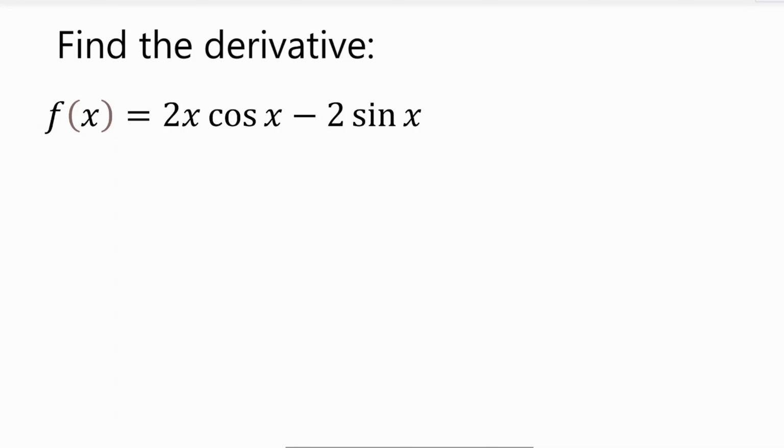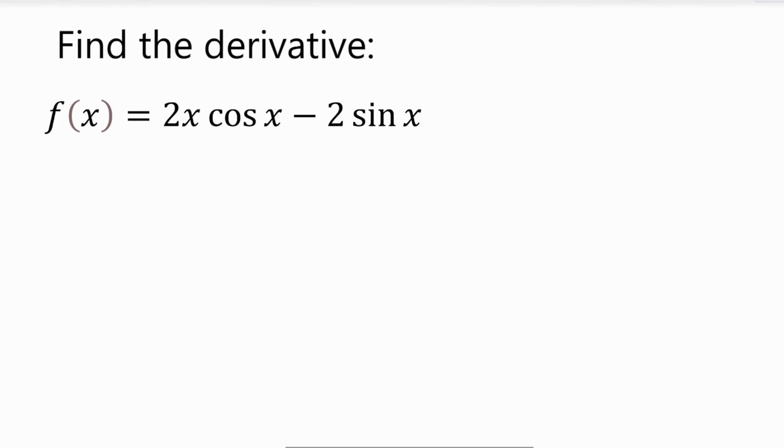Hello everybody. In this video we're going to be going over how to find the derivative of this function here. So the function is the following. f of x is equal to 2x cosine x minus 2 sine x. We want to find the derivative of this.